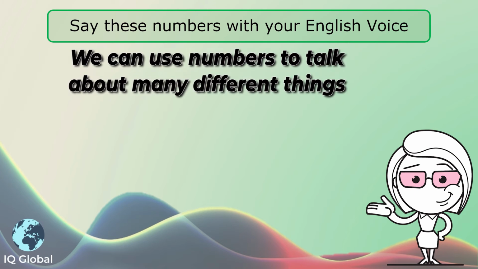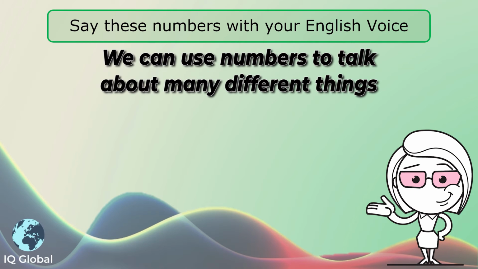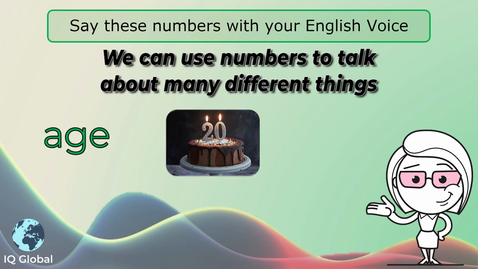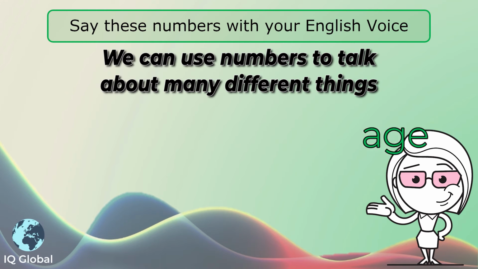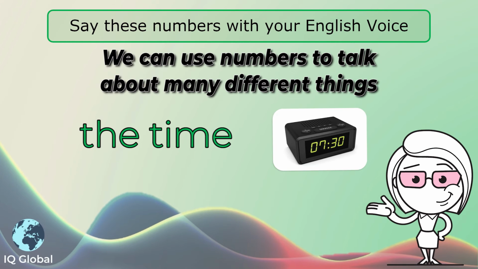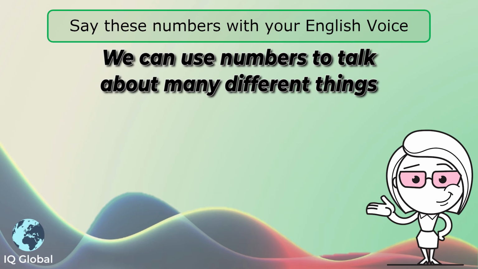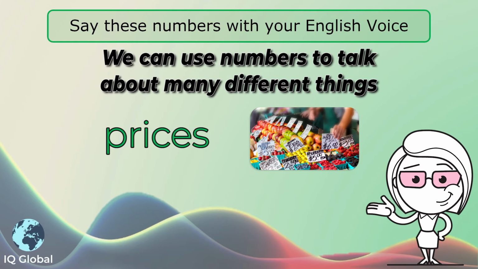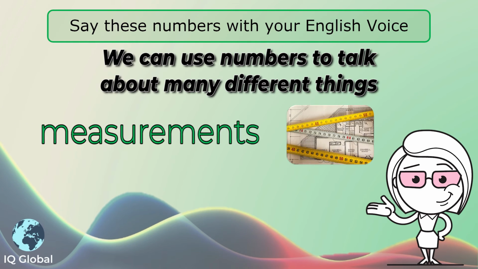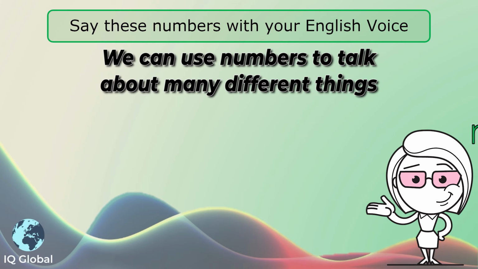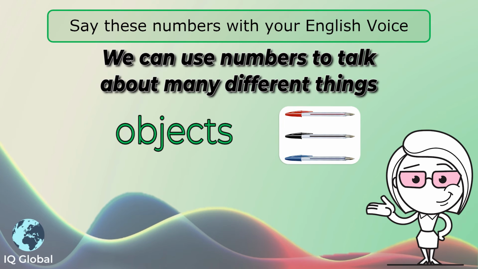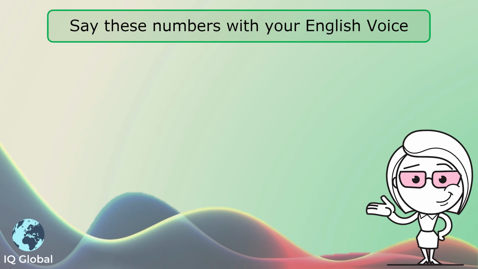With numbers, we can talk about many different things. Here are just a few examples. We can talk about people's age, the time, prices of different items, measurements, and we can talk about different objects. So, let's have a look at some sentences with all these different things.